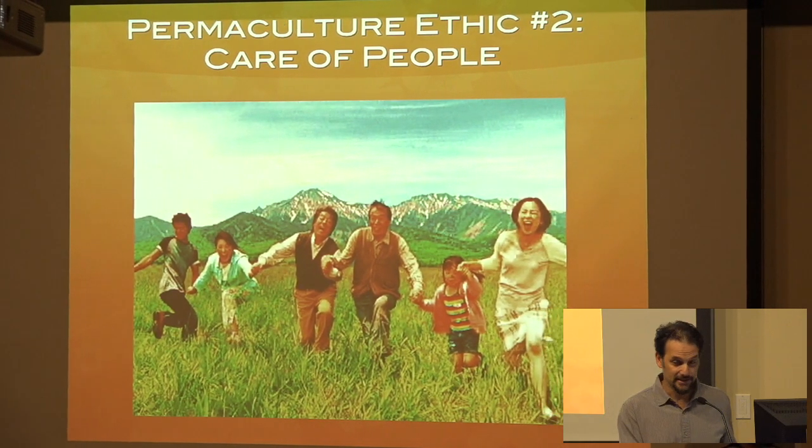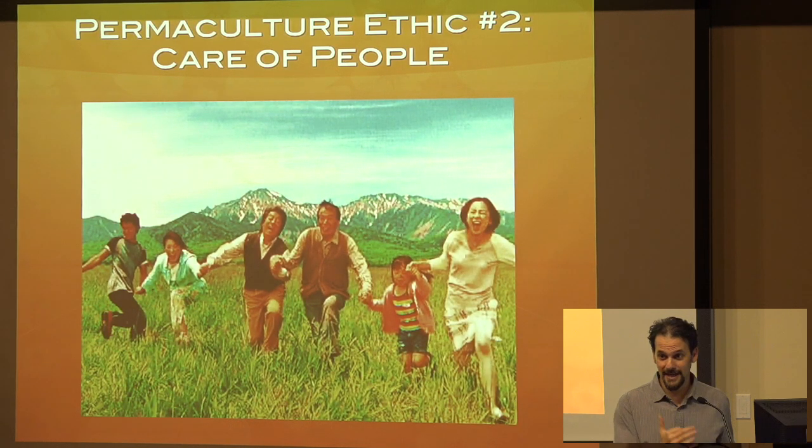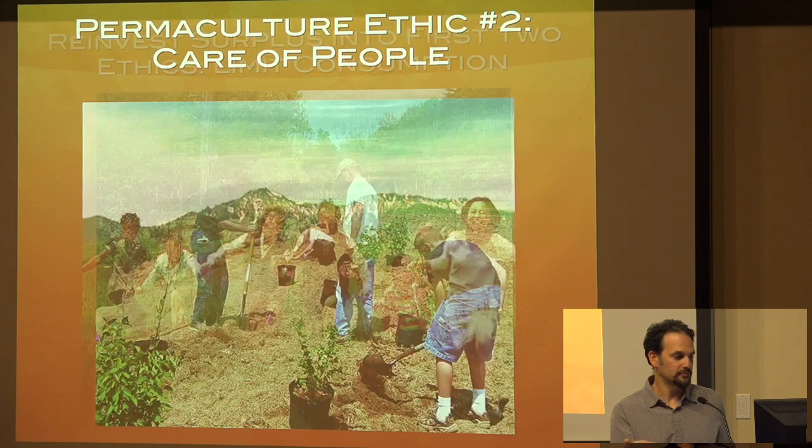The second is care of people, right? We want everybody in the world to be as happy as these folks here, trouncing across this mountain meadow with smiles on their faces, right? Why do children have to go to bed hungry? Also, if you're not caring for the people, then people will go to desperate measures to support themselves, which often means doing things that are not good for the earth. So you can't care for the earth without caring for the people.